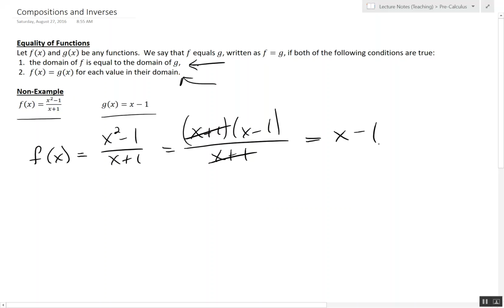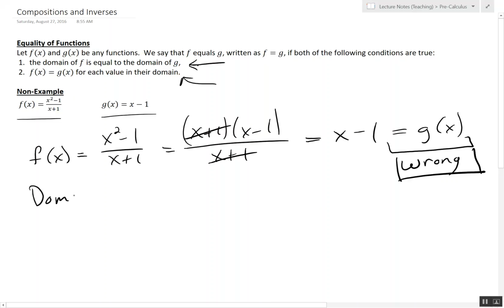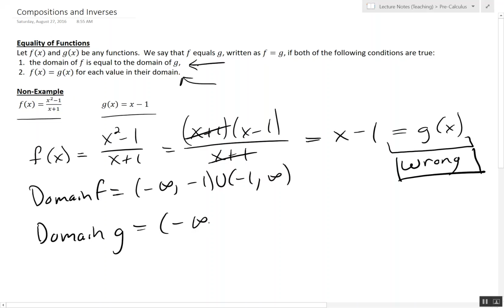So you might be tempted to say that this equals g of x, and this is wrong, because the domain of f is negative infinity to negative 1 union negative 1 to infinity, and the domain of g of x is everything.